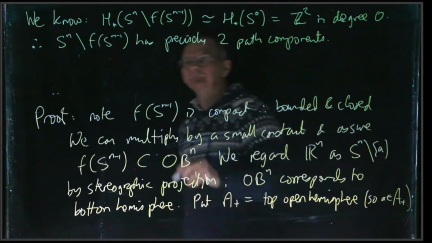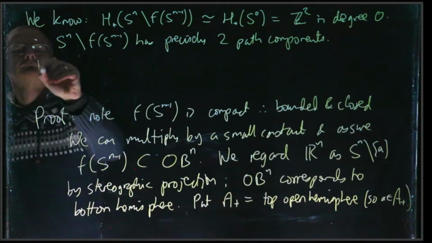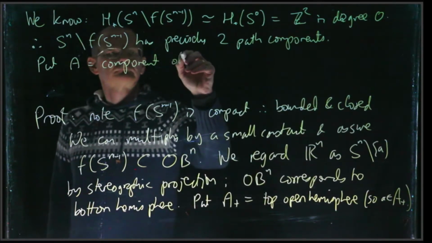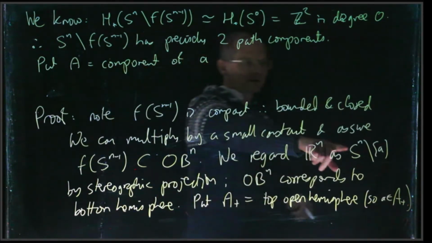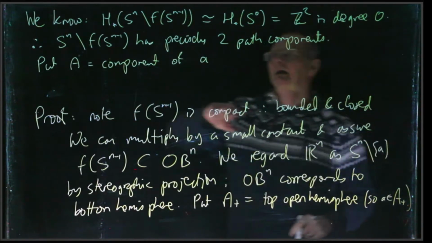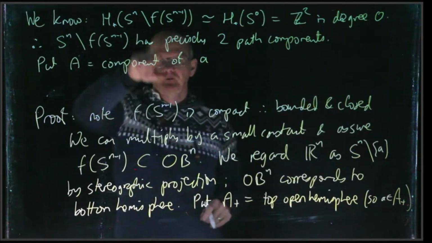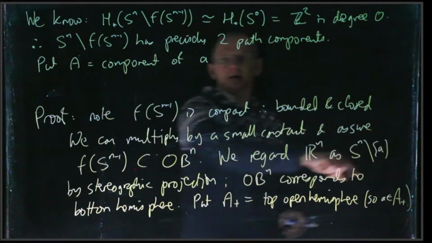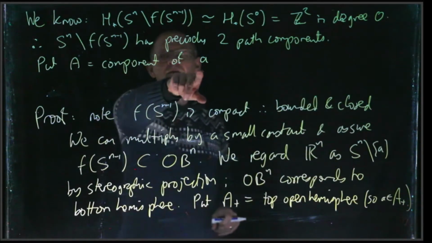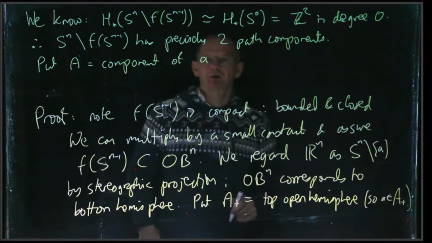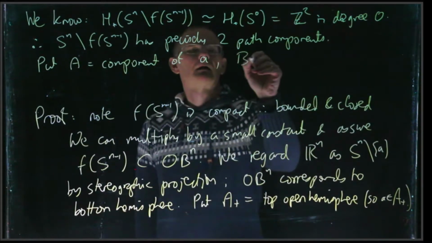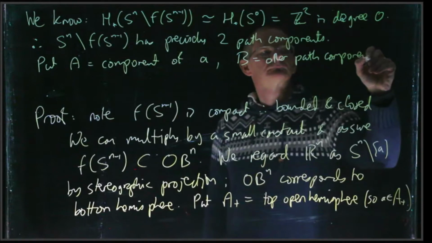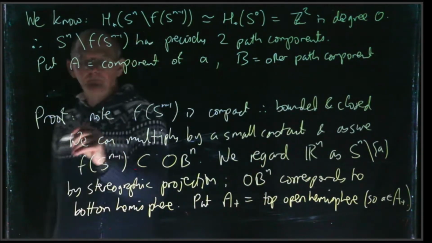Okay, so this point, remember, the point little a, the north pole. That's certainly a point which doesn't lie in f of S^(n-1), because f of S^(n-1) is in your R^n, which is S^n less a. So we've got this point a in this complement, and we let capital A be the corresponding path component, and we let B be the other one.